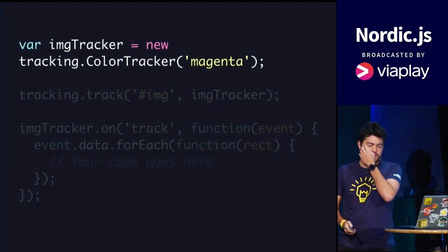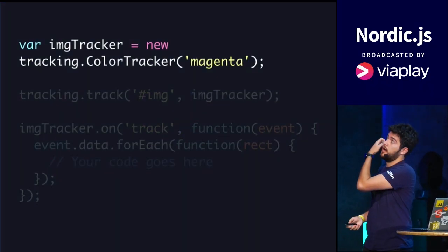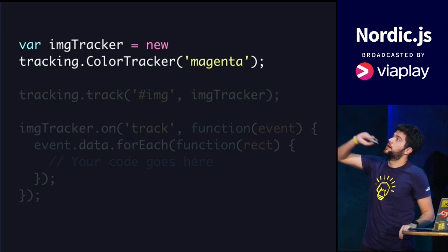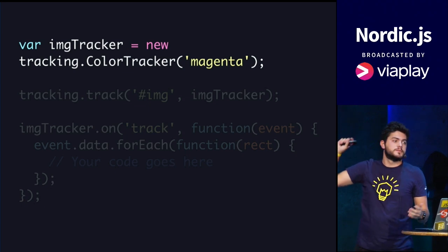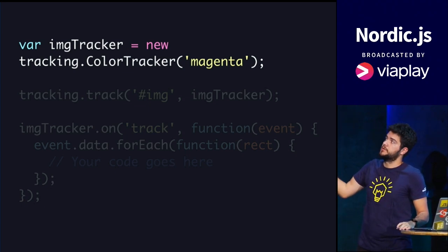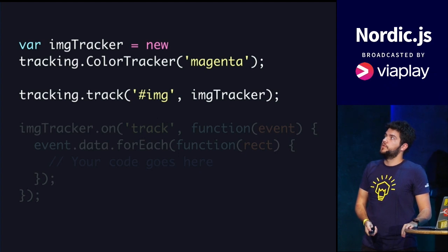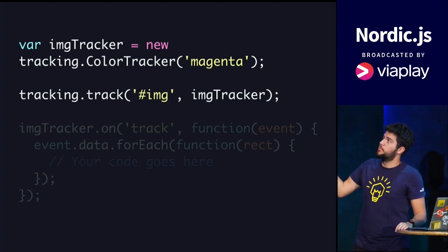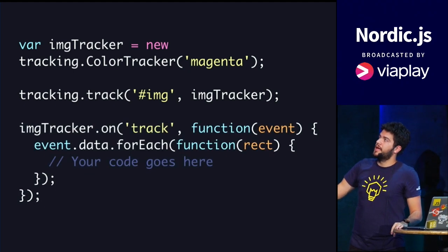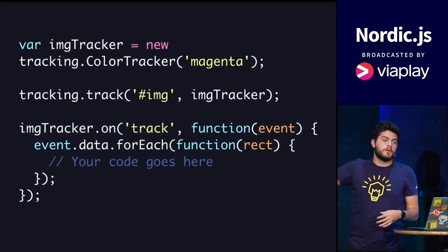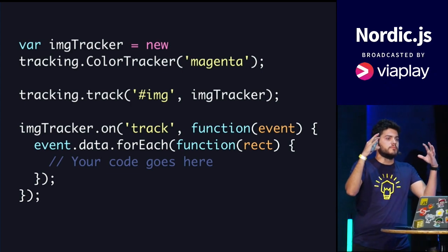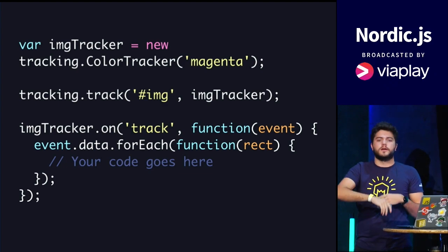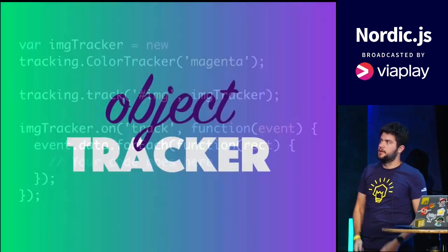And the API is ridiculously simple. So you have a constructor called color tracker, and you can pass some colors like magenta in this case. You have a selector to tell what is the image that you want to track. You apply that object that you created, and then you have this track callback that is triggered when there's something detected. And when you have that, you can draw a square or do something really crazy with that.